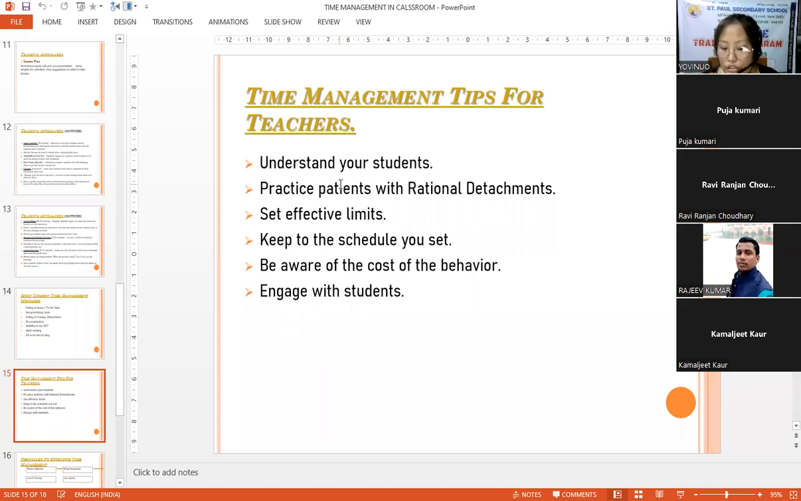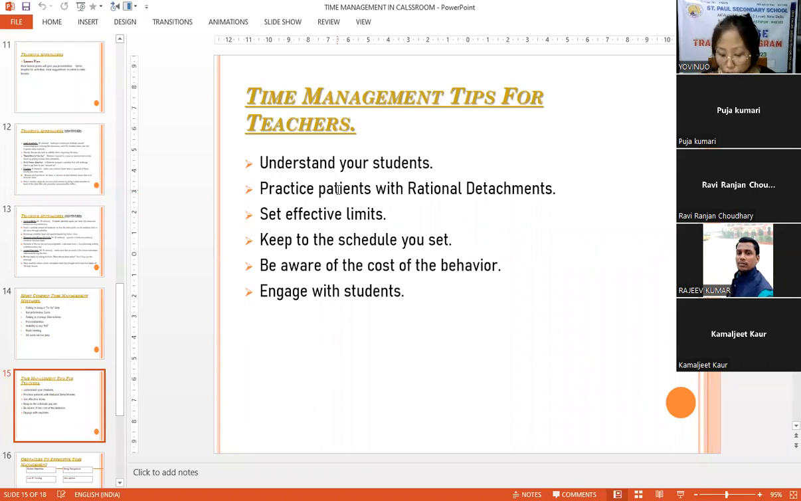Student behavior like shouting, not paying attention, avoiding work, disrespect, refusal, take your focus away from teaching, and students' focus away from learning. The following classroom management strategies can be used to help maintain student focus and create student consistency in the classroom. Understanding your students. Get to know each student as an individual, build trust and understanding, practice patience with rational detachment.